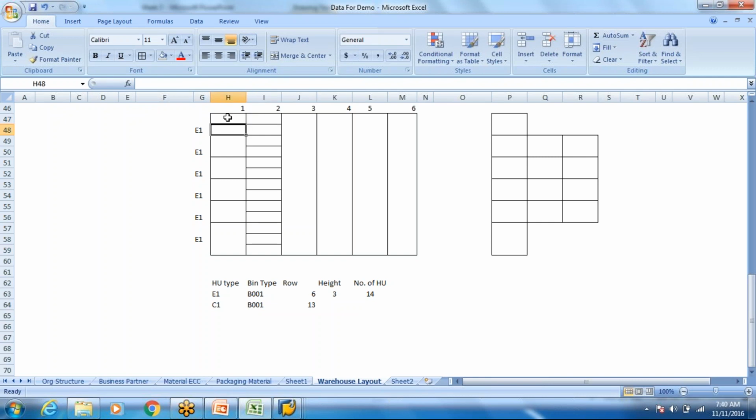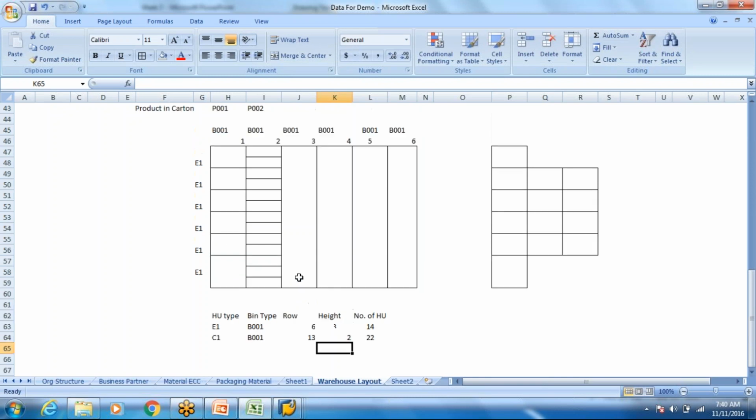So we are not looking at what product it stores. It's simply handling unit based. And let's say we go for height 2, because height is more in, let's say, carton. So I'll say maximum it can store 13 into 2, 26, but for managing weight, just make sure you keep 22. So this kind of structure we can make.